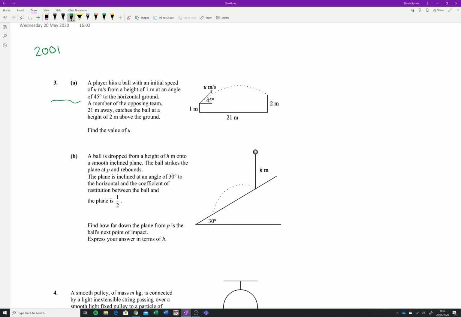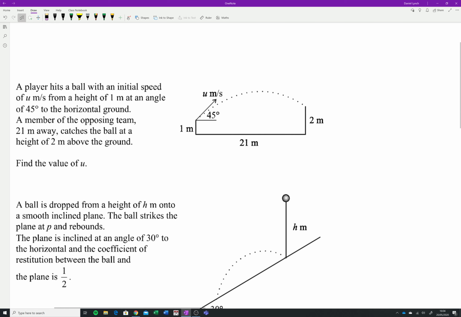So what we have here, a player hits a ball with an initial speed of u meters per second from a height of 1 at an angle of 45 degrees to the horizontal ground. A member of the opposing team 21 meters away catches the ball at a height of 2 meters above the ground. Find the value of u.